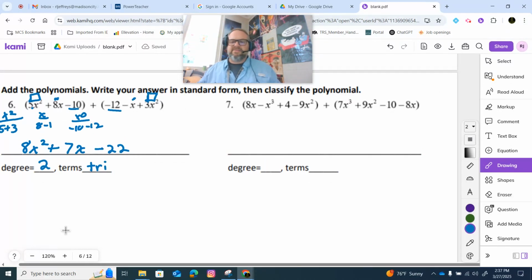All right, number 7. What is my biggest exponent? 3. I use a triangle for powers of 3. Wow, that's crazy.